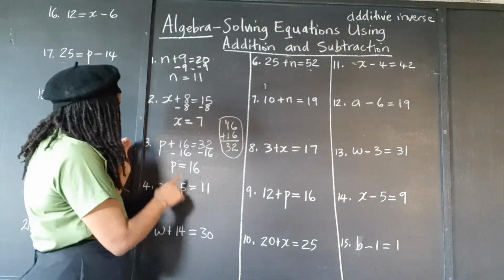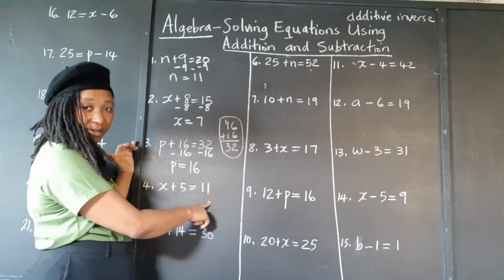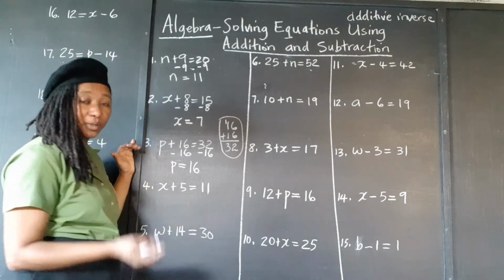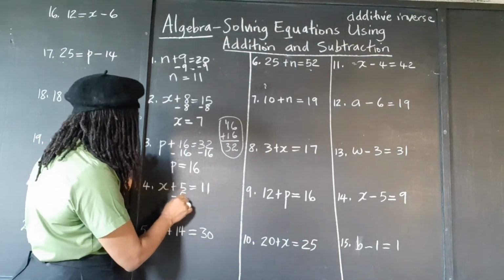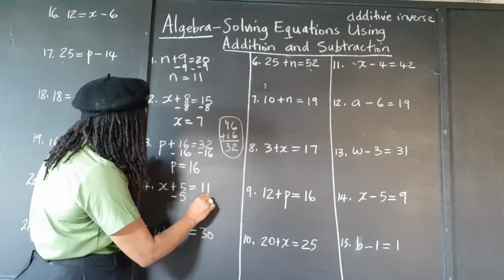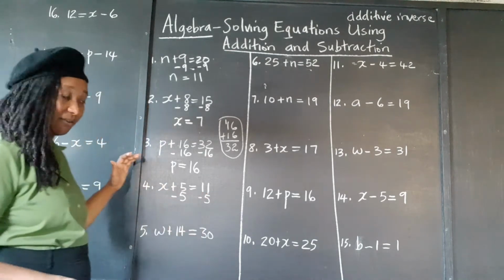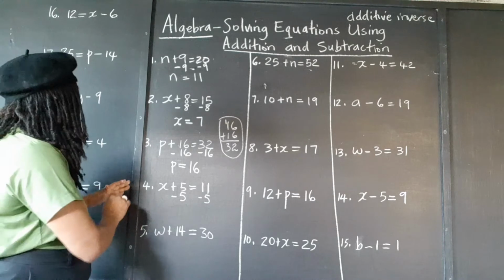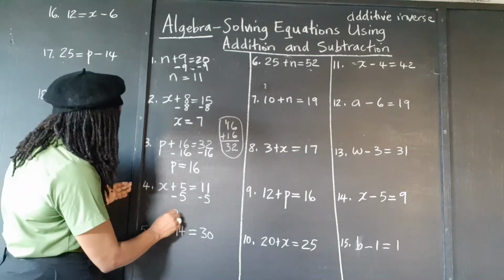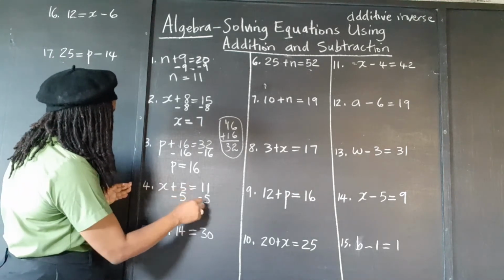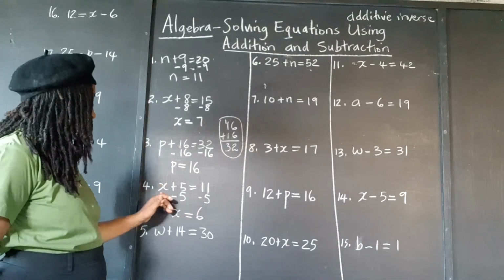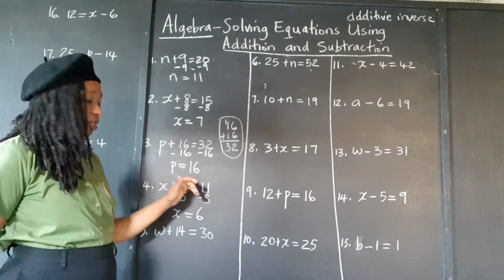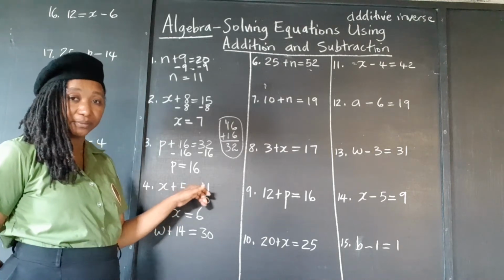Which number, when you add 5 to it, you get 11? We're going to do the additive inverse of 5, which is to subtract 5. And we're doing it on both sides to balance things off. So we're left with x alone here, and 11 minus 5 is 6. And if we plug back 6 here, 6 plus 5 does give 11.